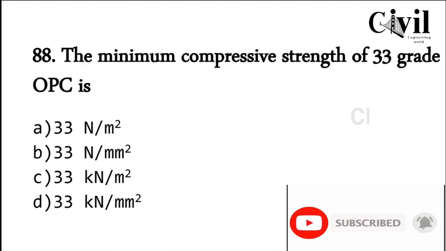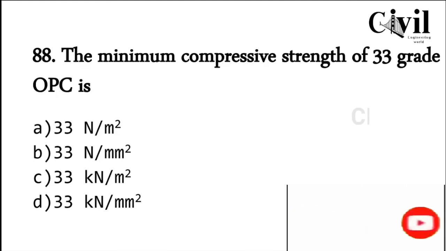The minimum compressive strength of 33 grade OPC is 33 Newton per millimeter square. B is the correct answer. Okay, so let's go ahead.